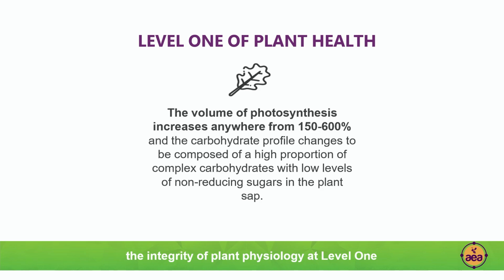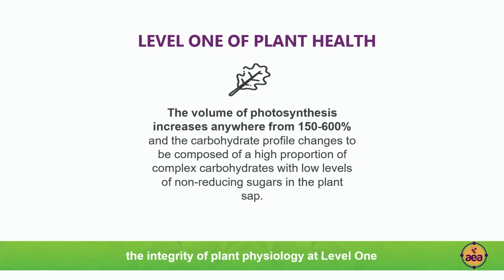So 2 things happen here. First of all, the overall volume increases. But the second piece that occurs is that the carbohydrate composition changes. The ratios of reducing to non-reducing sugars, the proportions of complex carbohydrates, the percentage of cellulose and hemicellulose and lignin and so forth changes within the plant profile.